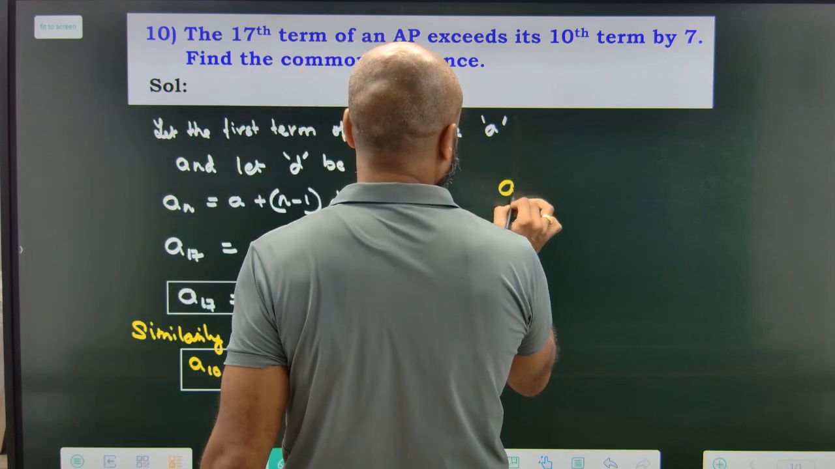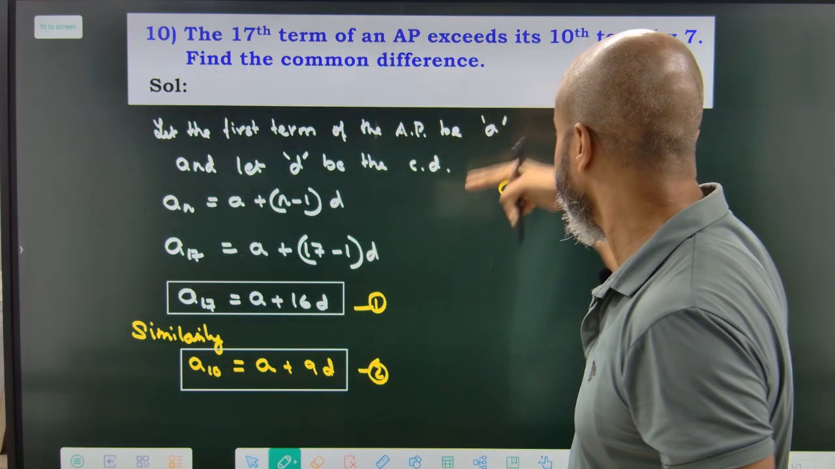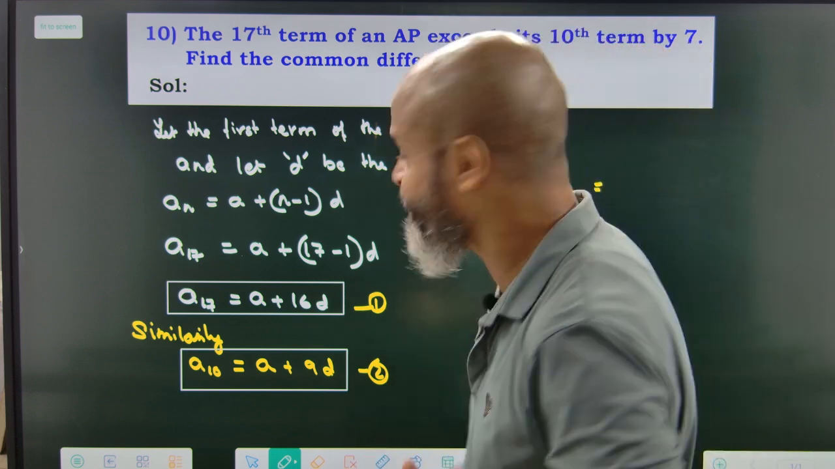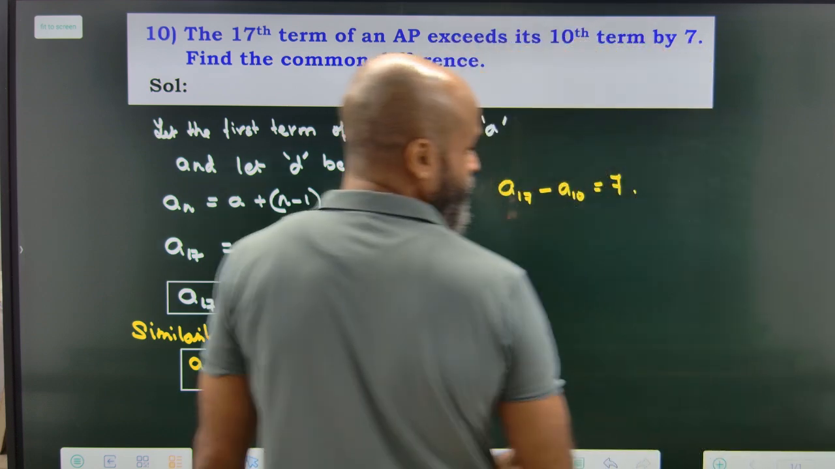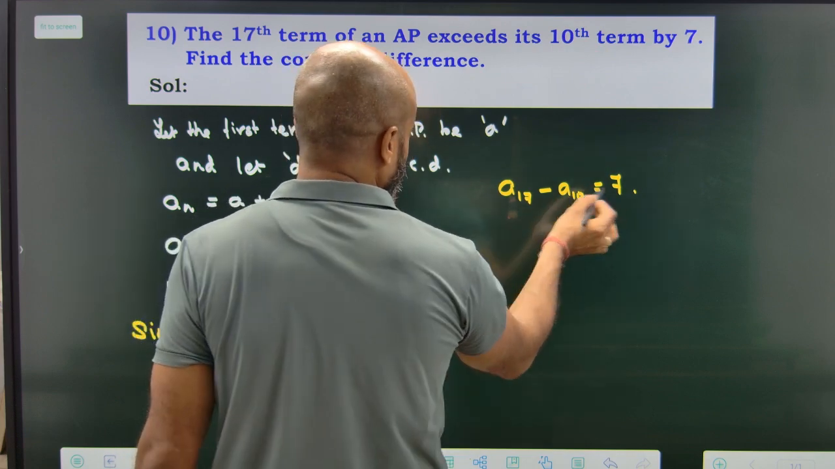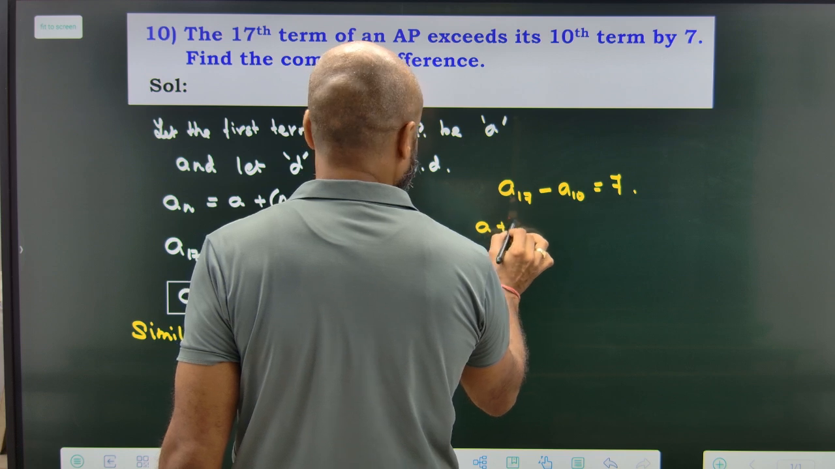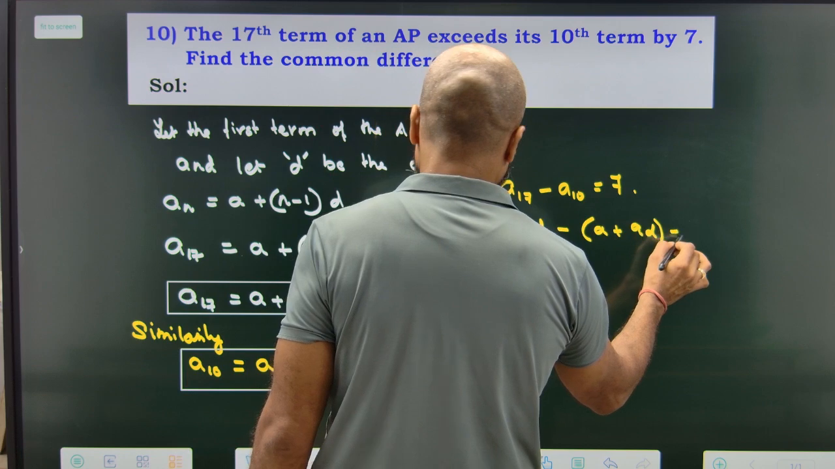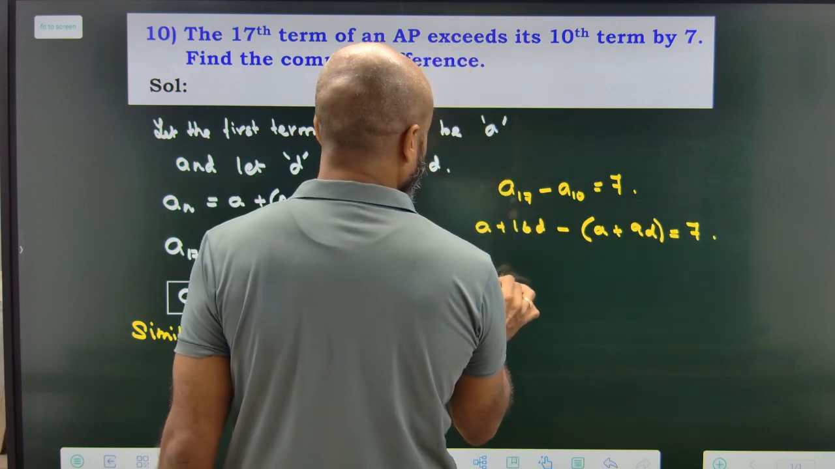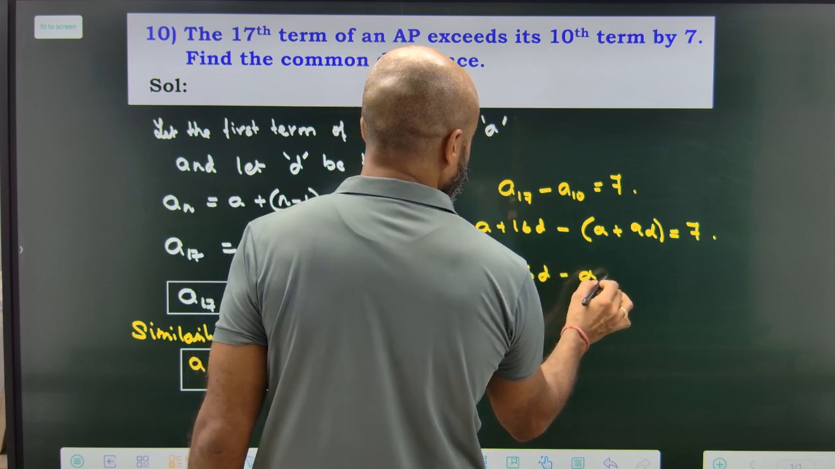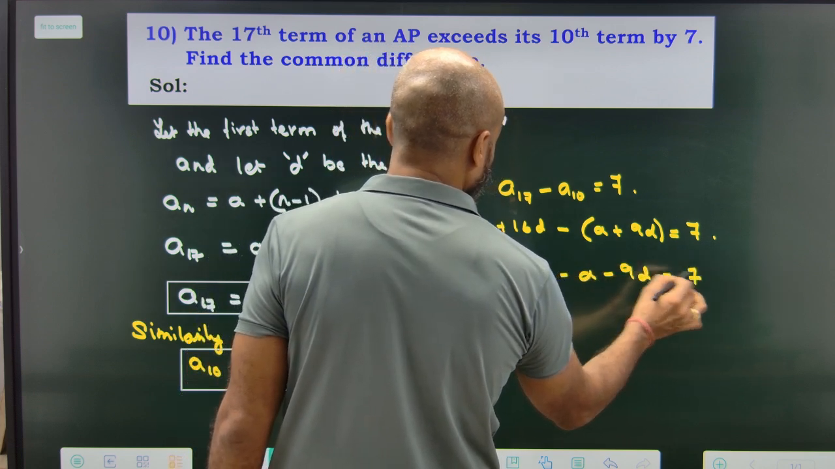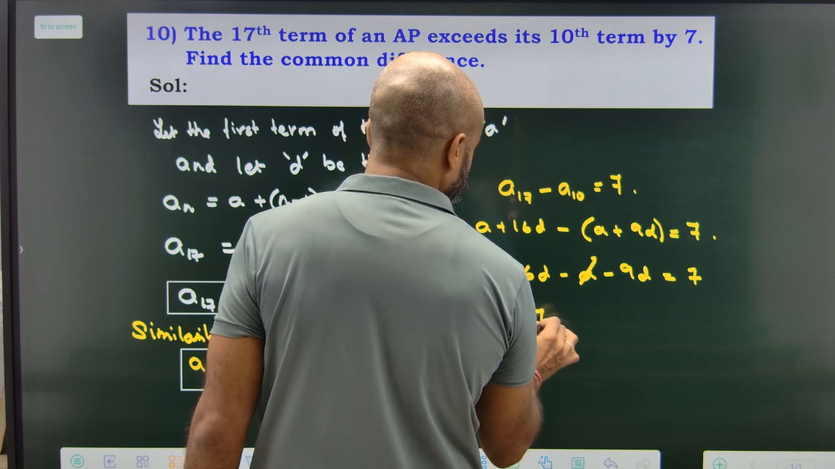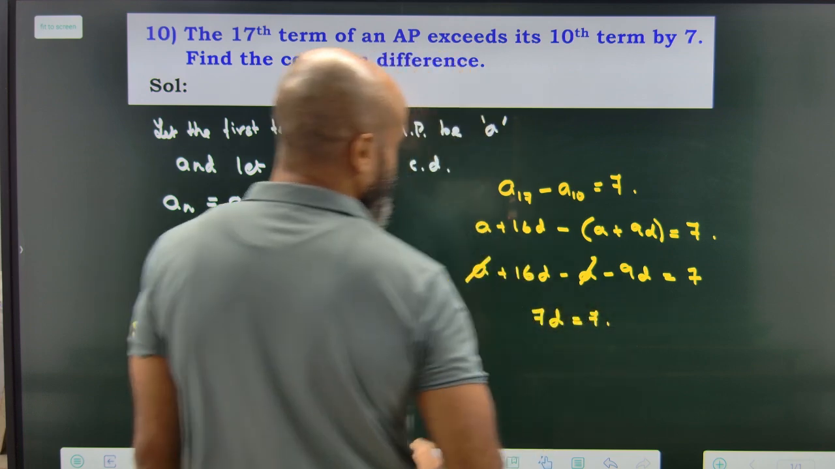So here we have A17, 17th term of the AP exceeds the 10th term by 7. Okay, so here we have 7. So if we happen to sort this out, A17 will be A plus 16D minus A plus 9D. That gives you how much? 7. So A plus 16D minus A minus 9D is equal to 7. This gets cancelled. 16D minus 9D, that is 7D is equal to 7.